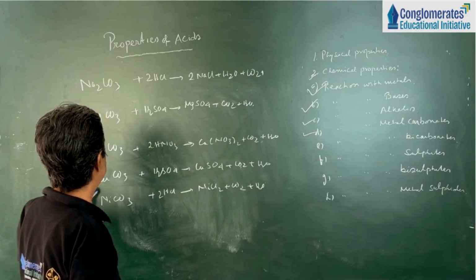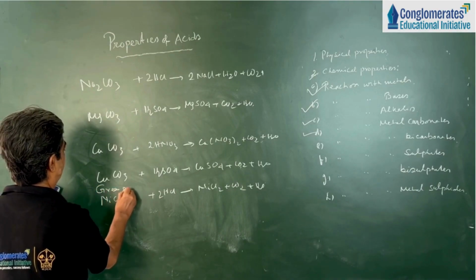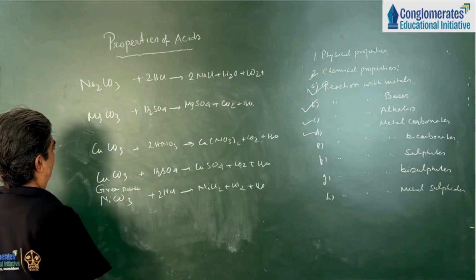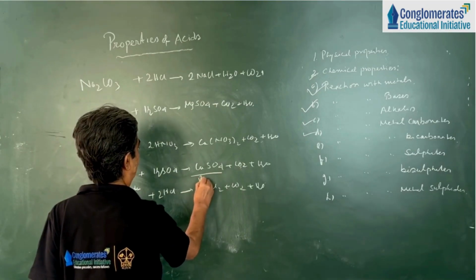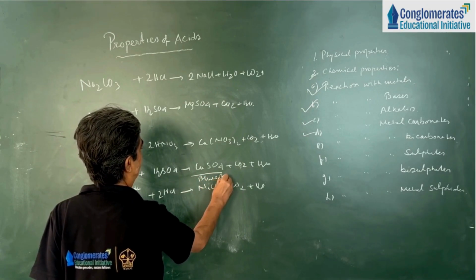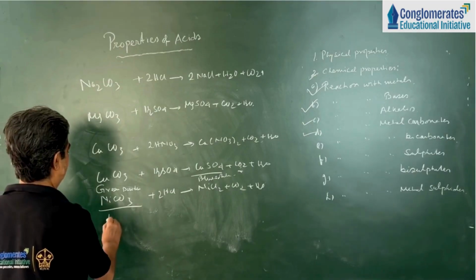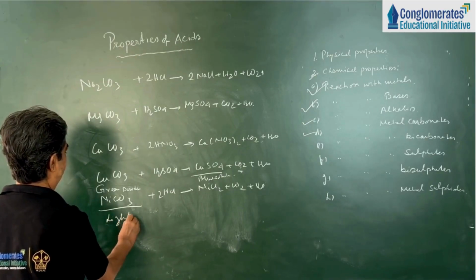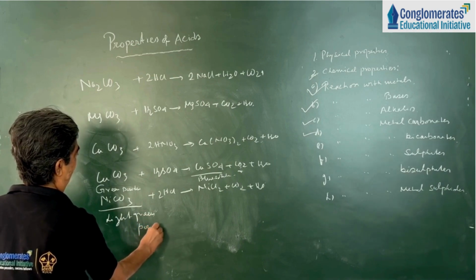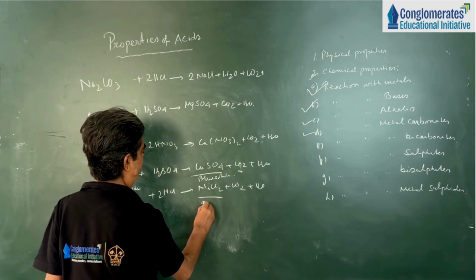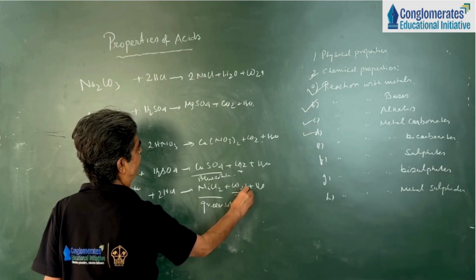Copper carbonate is a green powder. This green powder, when it comes in contact with dilute sulfuric acid, gives a blue solution with the evolution of carbon dioxide gas. Similarly, nickel carbonate is also a light green powder, and we get the green solution with the evolution of carbon dioxide gas.